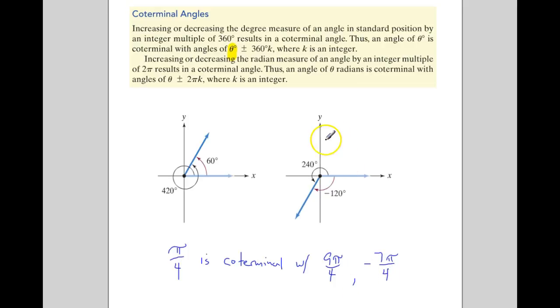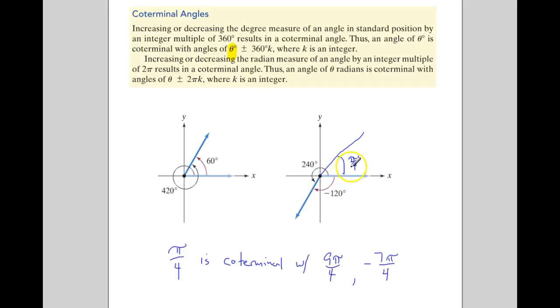Okay, so pi over 4 would be up here somewhere. All right, there's pi over 4 in radian measure. So what we're saying is that's the same as 9 pi over 4. Well, notice this is 1 pi over 4, 2 pi over 4, 3 pi over 4, 4 pi over 4, 5 pi over 4, 6 pi over 4, 7 pi over 4, 8 pi over 4, 9 pi over 4. I'm right back to where I started.